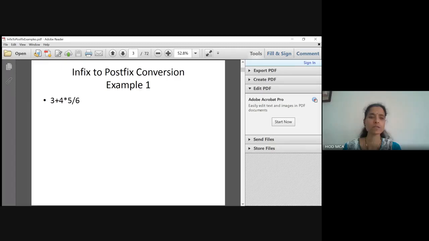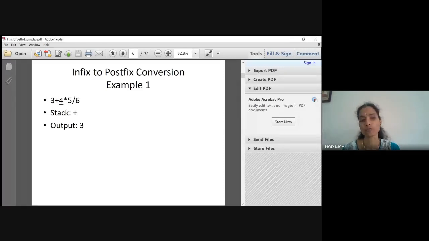Okay, so 3 + 4 * 5 / 6. Here we are going to take the stack, what is going to get into the stack and what is going to be the output. The first one is the operand, so it will directly go to the output. The second one is the operator. Whenever we come across an operator, we should push it into the stack. So this will get into the stack.